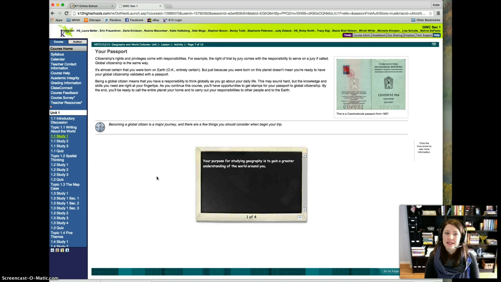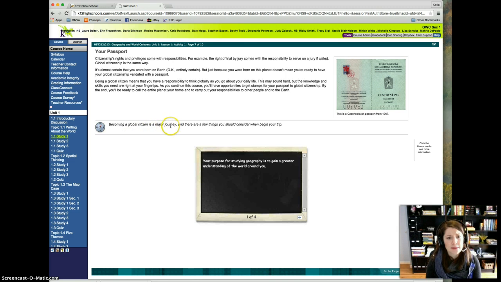Being a global citizen means that you have a responsibility to think globally as you go about your daily life. This may sound hard, but the knowledge and the skills you need are right at your fingertips. As you continue this course, you'll have opportunities to get stamps for your passport to global citizenship. By the end, you'll be ready to call the entire planet your home and to carry out your responsibilities to other people and to the Earth.